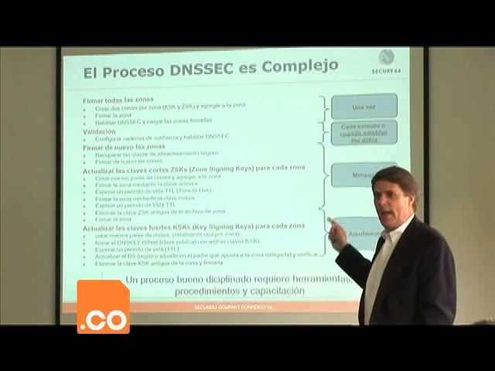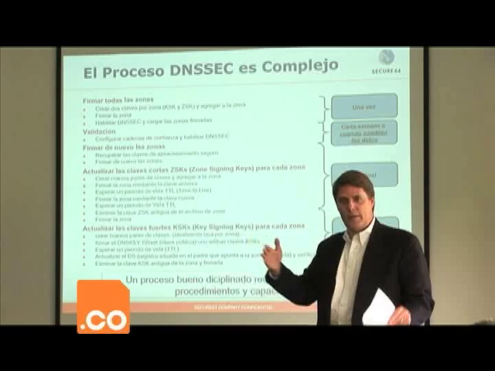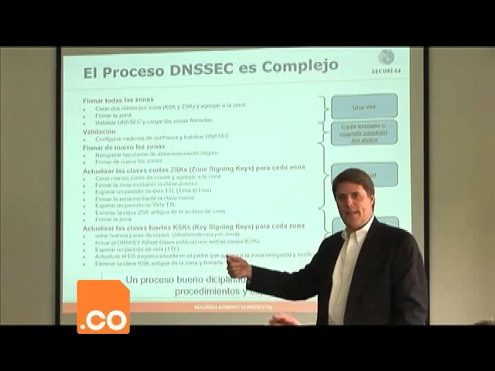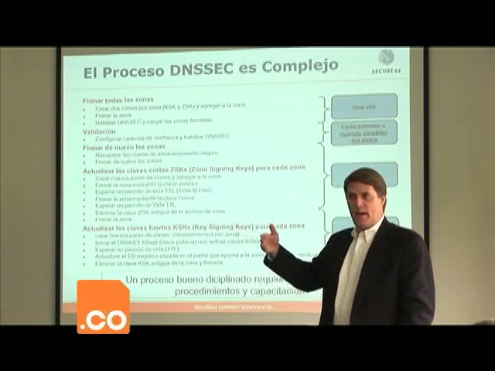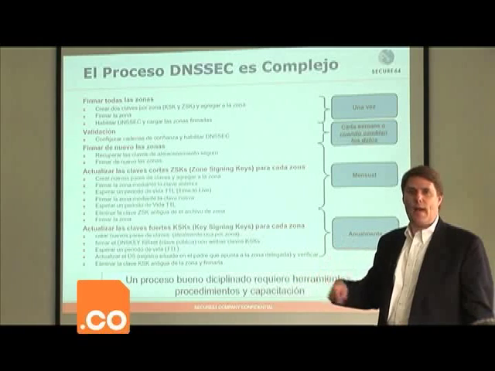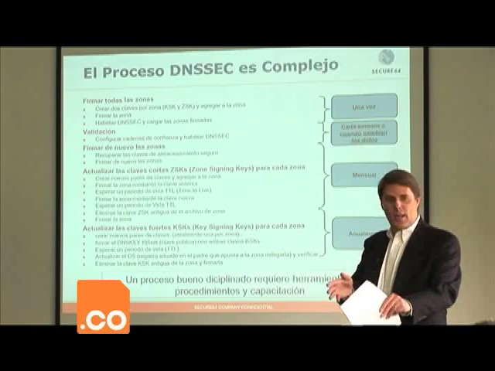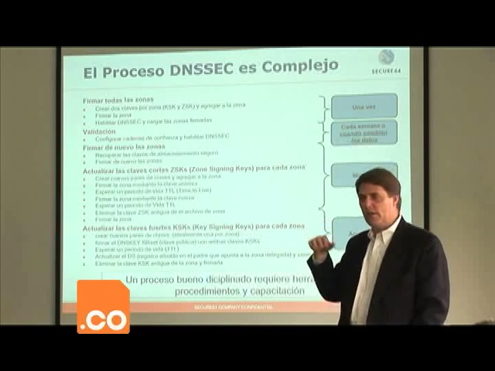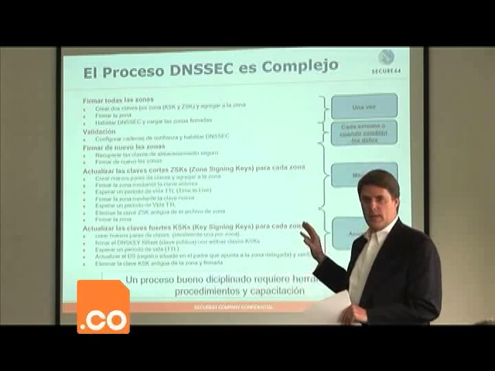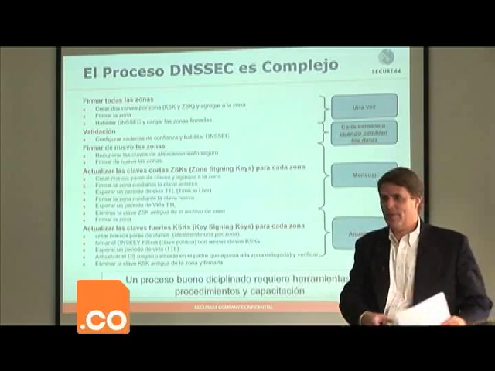Because if we make a mistake, if we forget to re-sign our zones before the signatures expire, or if we make a mistake when we roll a key, our domain could go dark, could be unvalidatable, insecure, and the resolver will not allow a client to go to that domain. It will not give an IP address for that domain. So it's much less forgiving than the traditional DNS that we've grown up with.